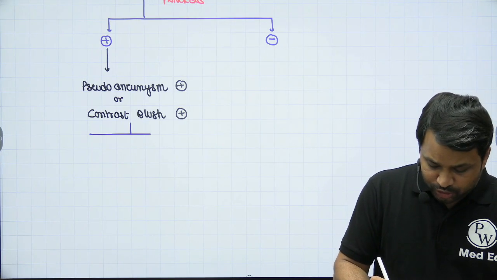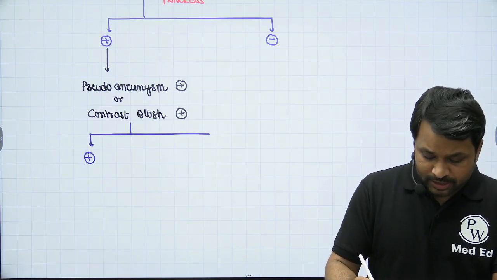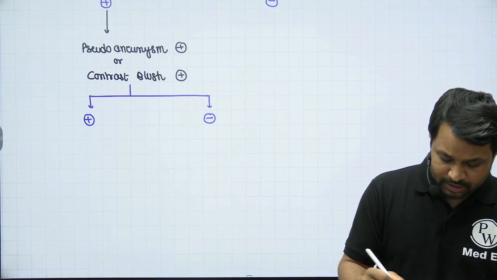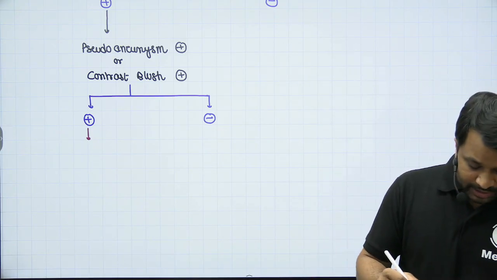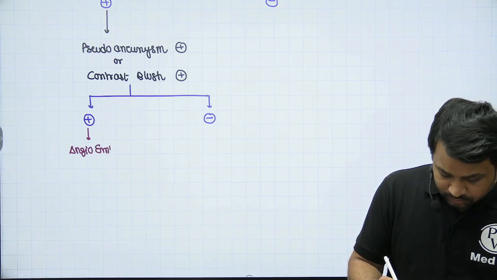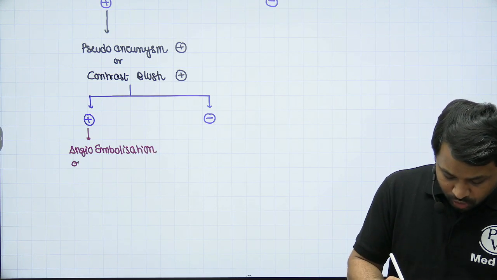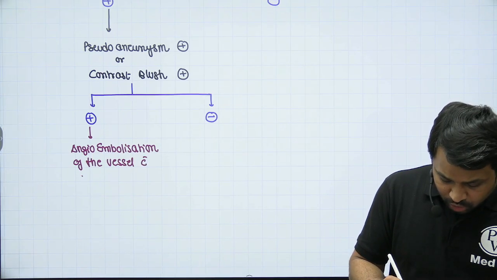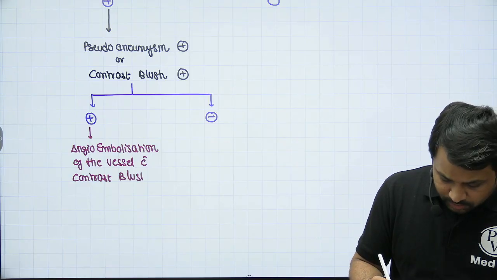So, you will see whether any of these two is present or absent. Okay? Either there is presence of contrast blush or pseudoaneurysm, or there is no evidence of this. If it is presence of contrast blush, you will try to seal it with the intervention only, and that is your angioembolization. It is the angioembolization of the vessel with contrast blush.